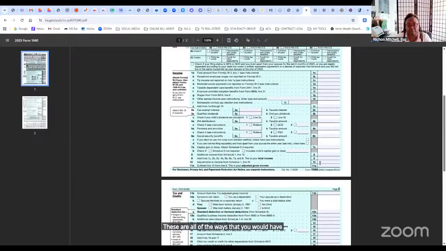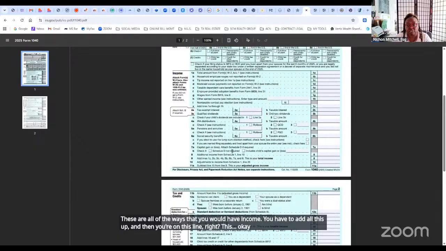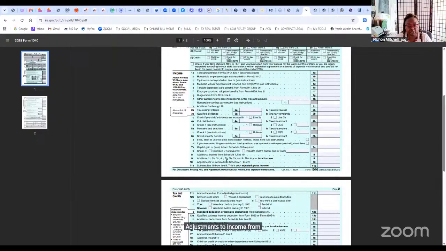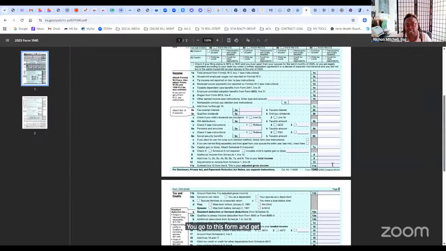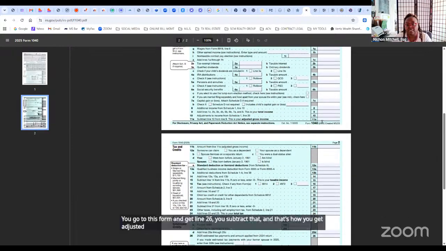You have to add all this up and then you're on this line, right? Okay, so you have gross income, but then you have adjusted gross income. A lot of what you do is adjusted gross income. So, adjustments to income from Schedule 1, line 26. You carried over here. All of this stuff is total income. You go to this form and get line 26, you subtract that, and that's how you get adjusted gross income. This is the number that most of what you do in life is operated off of, your adjusted gross income.